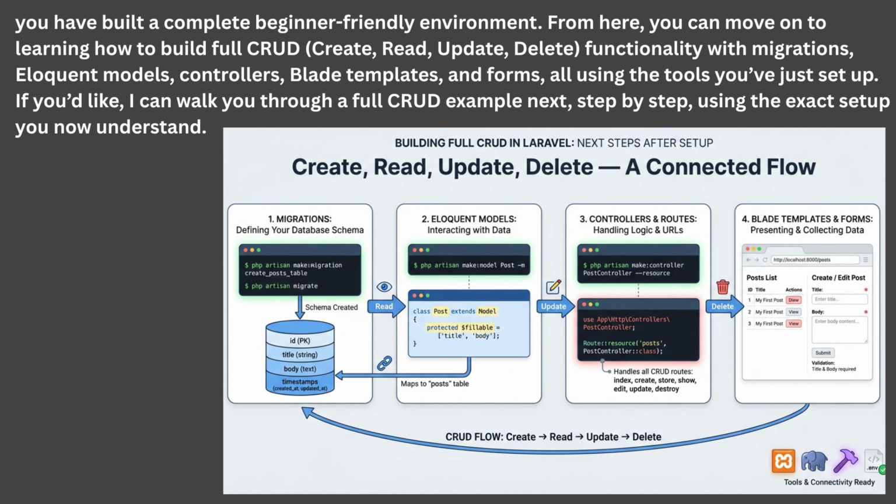First, you create a migration file that defines a database table, such as a post table with columns for a title, body, and timestamps. Then you generate a model that maps to that table and gives you easy access to database records. Next, you build a controller with methods for displaying data, saving new records, editing existing ones, and deleting entries. Finally, your blade templates serve as the user interface, allowing visitors to view lists of posts, fill in forms, and interact with your application.